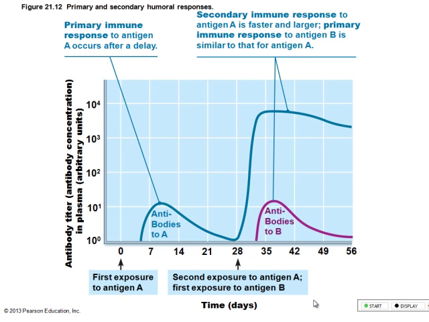On page 779, we see this diagram. This is a nice diagram because it's a visual example of how much chemical we actually have in the body when we encounter foreign antigens for the first and second time.